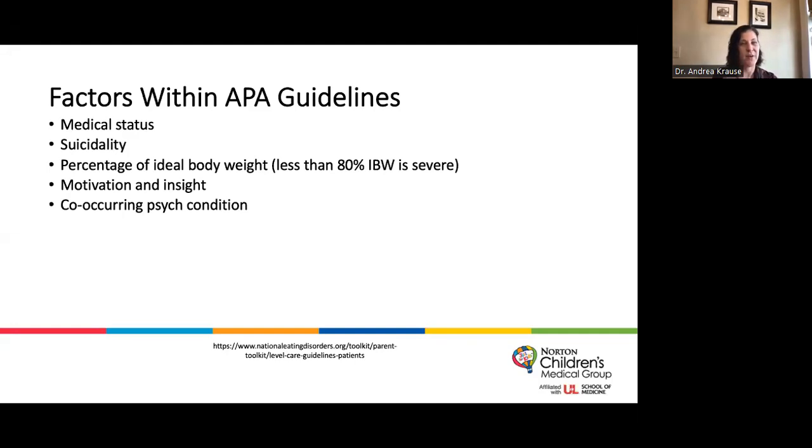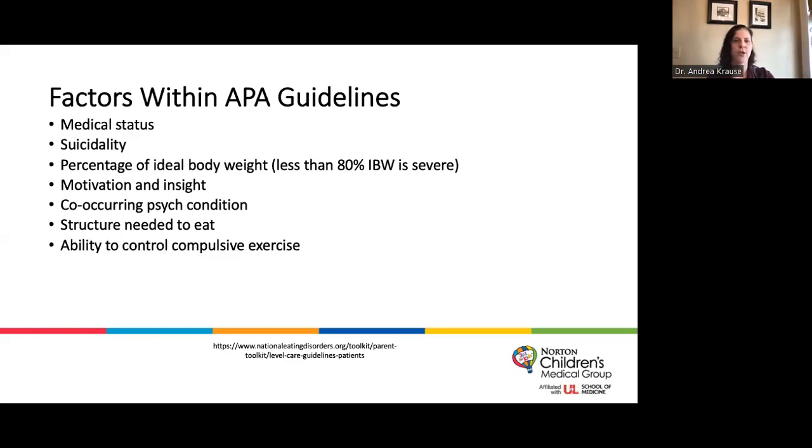Co-occurring psych conditions: about 80% of kids that have an eating disorder probably have either anxiety or some kind of mood disorder. The structure needed to eat is a factor, whether it requires a lot of structure versus they actually don't need much structure at all. The ability to control compulsive exercise alone, I have sent kids to residential facilities just for that. Purging behavior sometimes can be very difficult to manage. And then environmental stressors and geographic location are also considerations.